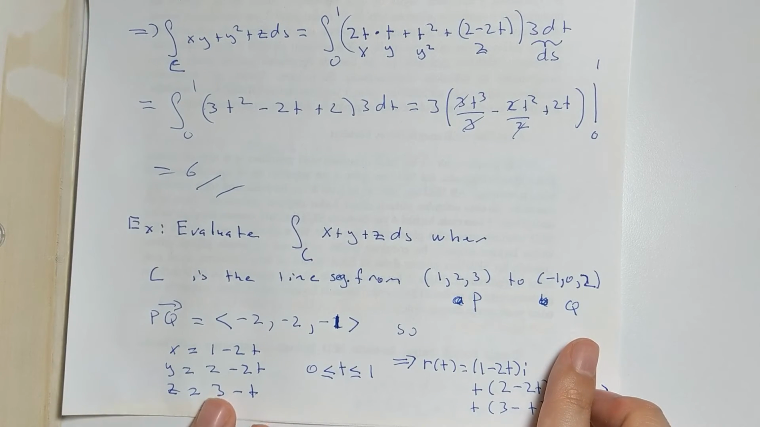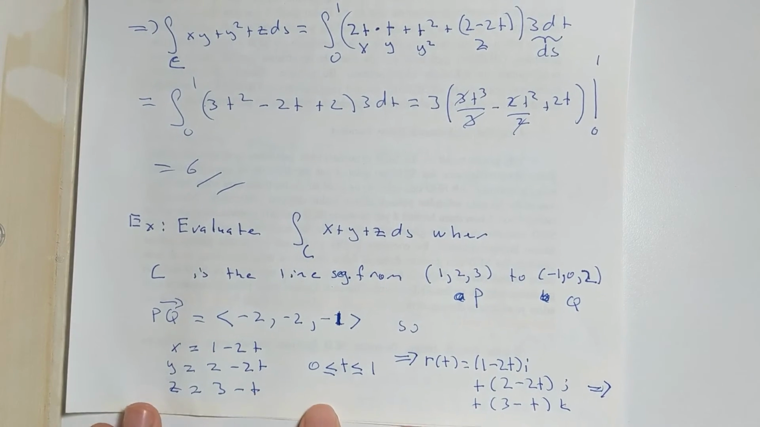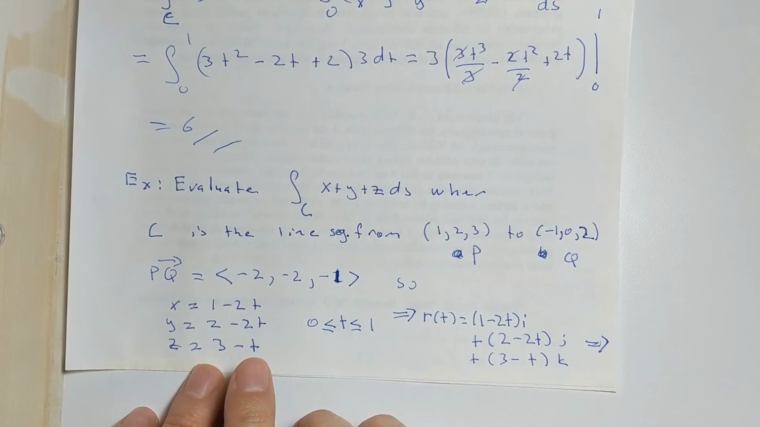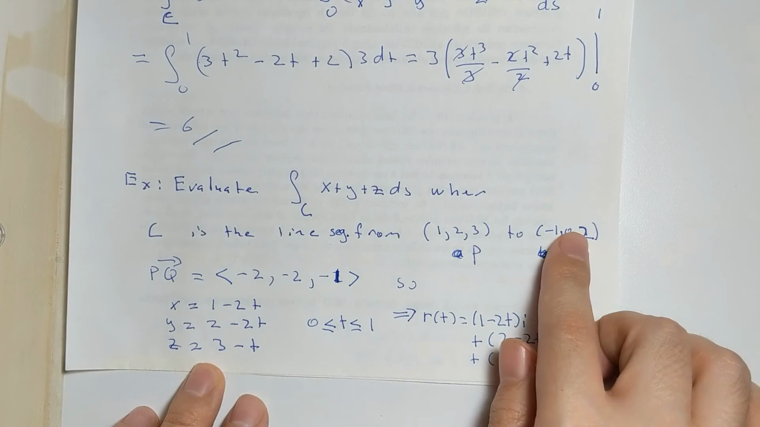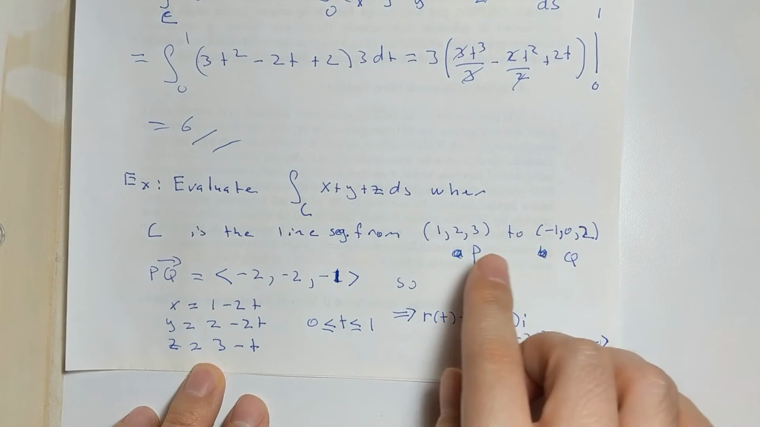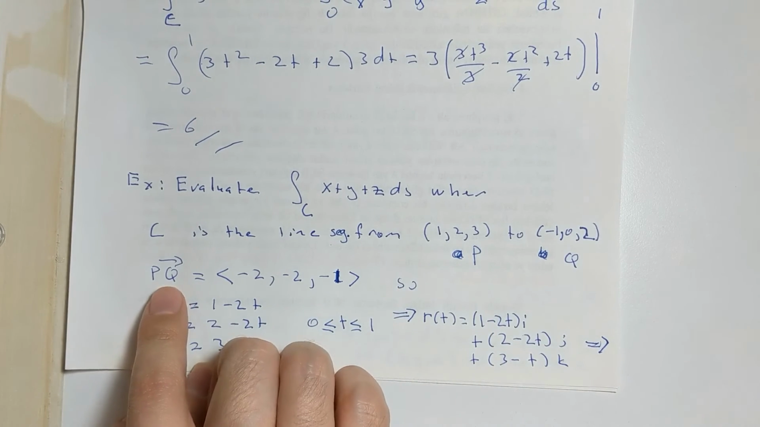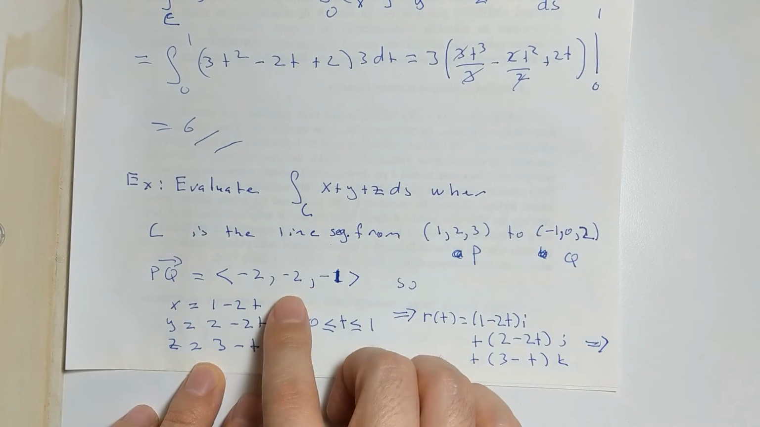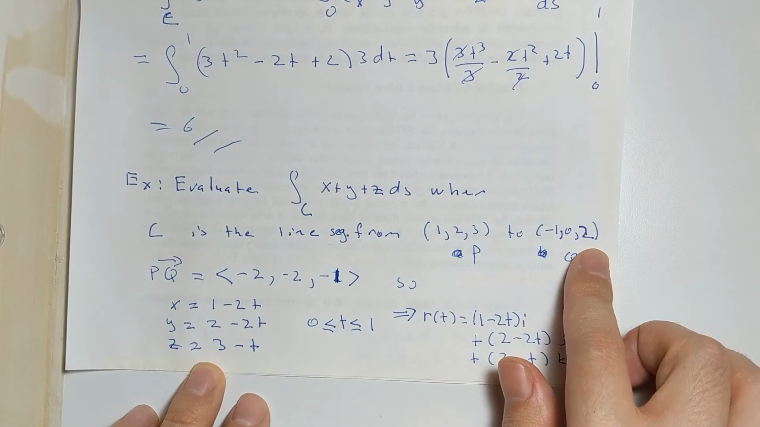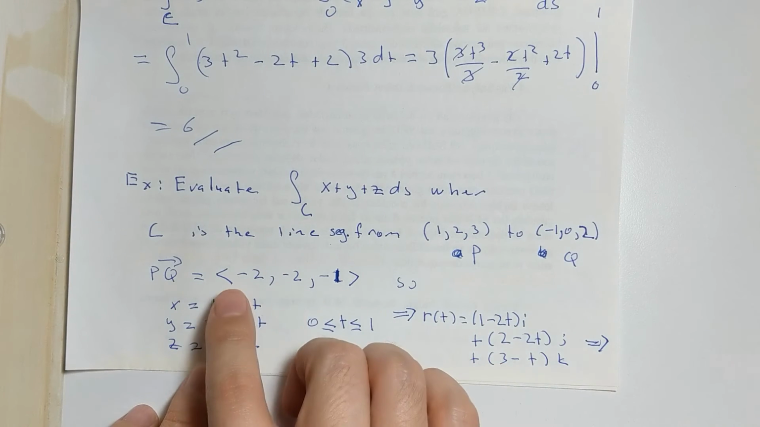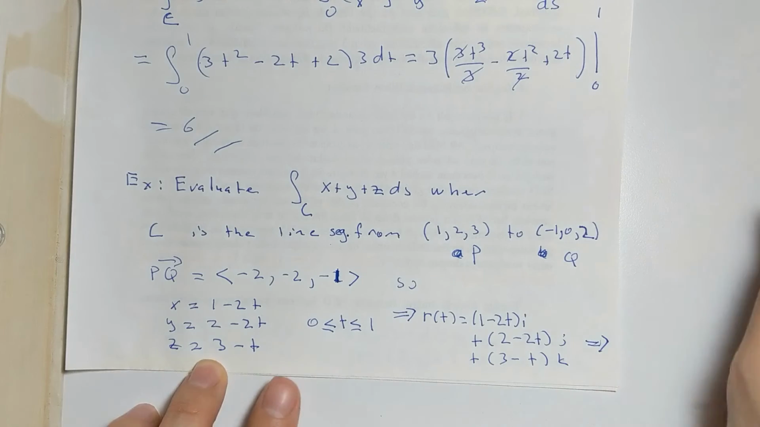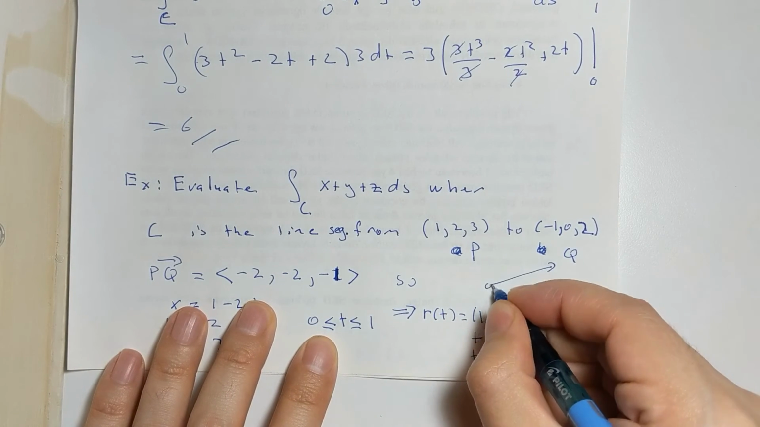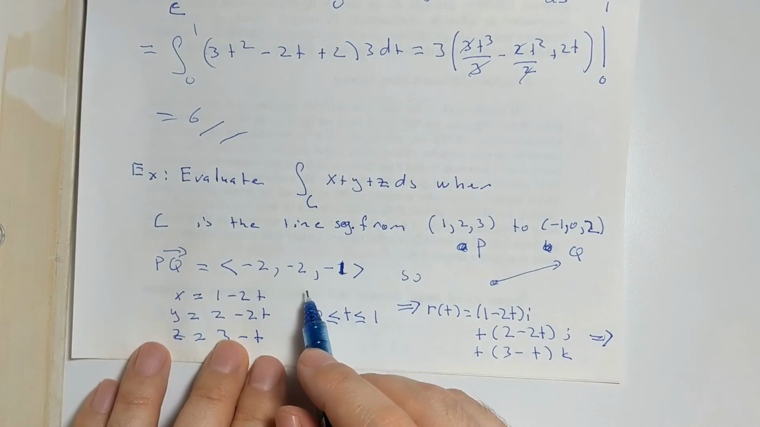And what we're going to see is that we need to remember to get the parametric representation of the line segment, we need to do the endpoint minus the beginning. So the vector PQ, minus 1 minus 1, that's going to be minus 2. 0 minus 2, that's going to be minus 2. So 2 minus 3, that's going to be minus 1. So the vector PQ going from this point P to this point Q is this vector.